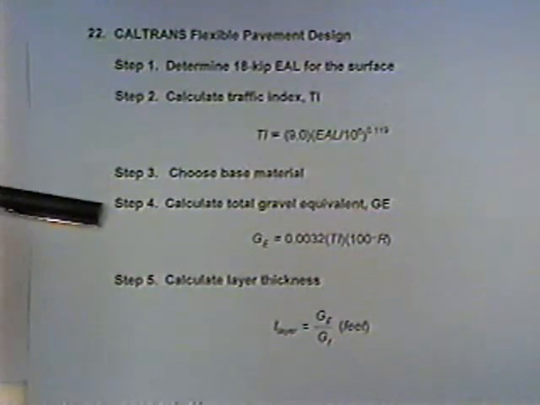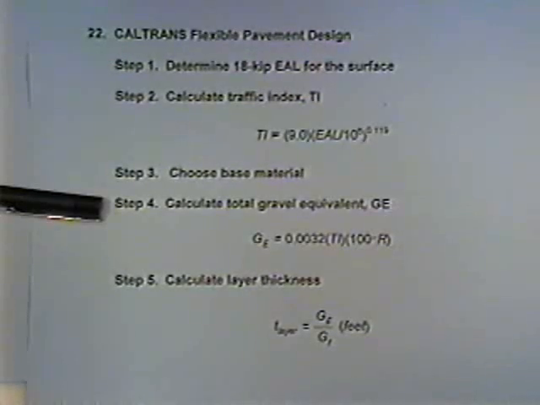So once you've chosen your base material and you know what your R value is, then you would calculate what's called your total gravel equivalent, G sub E. And there's an equation for calculating G sub E there in your notes. It uses the traffic index, which you calculated in step 2, and this R factor, which comes from the base material that you've chosen. Again, typical value, or most common value for R, is 78.